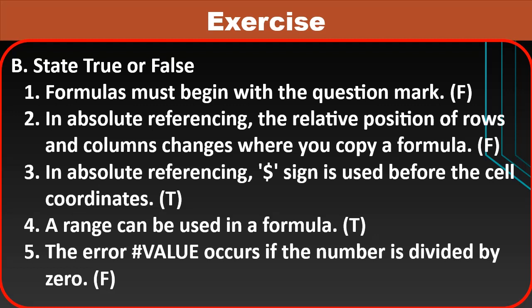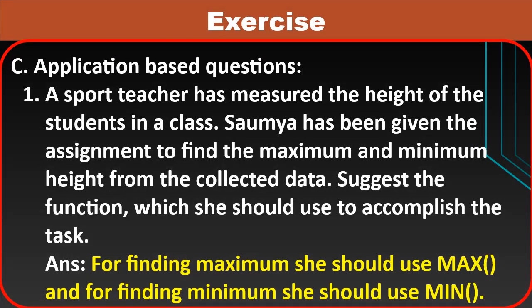Third one, in absolute referencing, the $ sign is used before the cell coordinates. That is true. A range can be used in a formula. That is true. The error hash value occurs if the number is divided by 0. That is false.